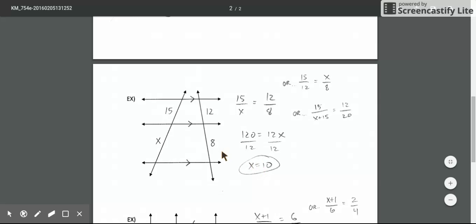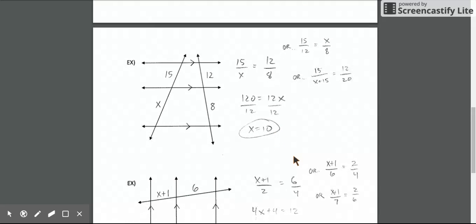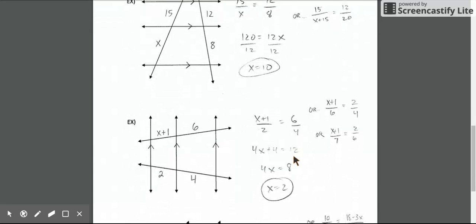One more way we could do it, slightly trickier way, is to compare a piece to its total piece. So for instance, if I compare the top left to the total left side, well, the total left side is 15 plus x, so my ratio would be 15 to x plus 15. And then the right side, I would need corresponding parts. So since I use the top compared to the total, I'm going to say 12 compared to the total right side, which is 20. And if we solve that, we actually get the exact same answer. So lots of different corresponding proportions that we can use to solve for an unknown length or value.